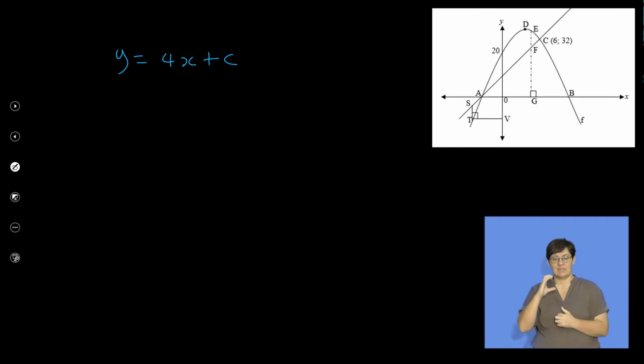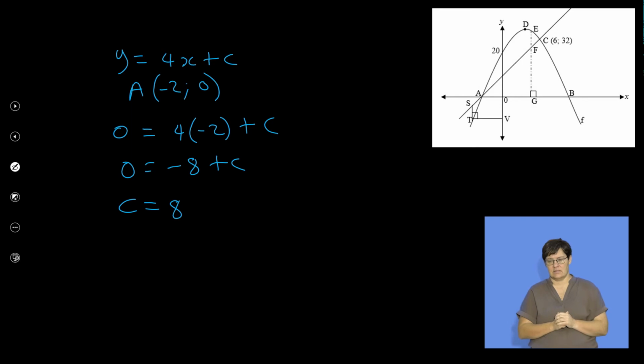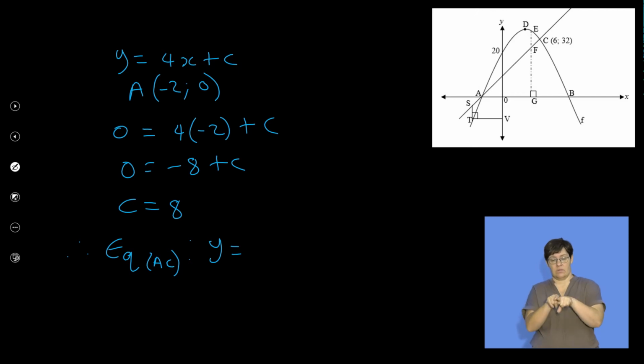To then work out what c is, I can use any of the 2 points. So let's use A, which is (minus 2, 0). If I use that, my y, 0, equals 4 into negative 2 plus c, right? And then you multiply there, this will be negative 8 plus c equal to 0, then c is equal to 8. Therefore, the equation of AC will then be given by y equals 4x plus 8.